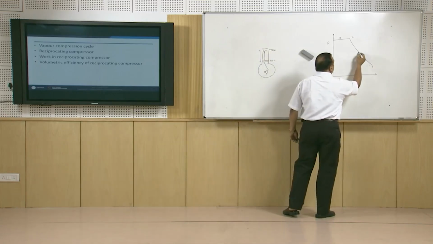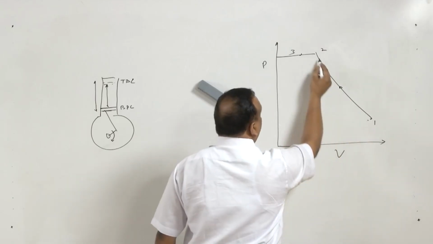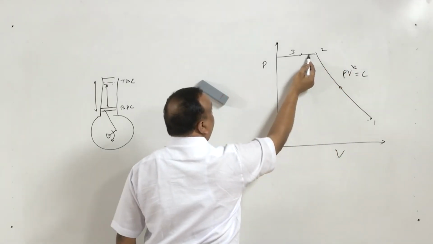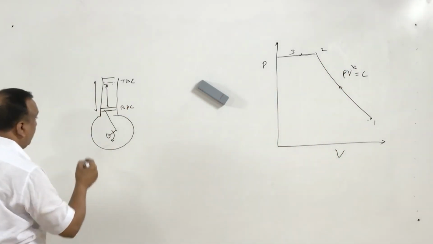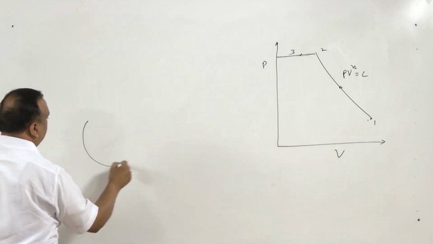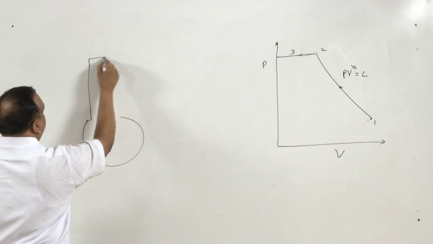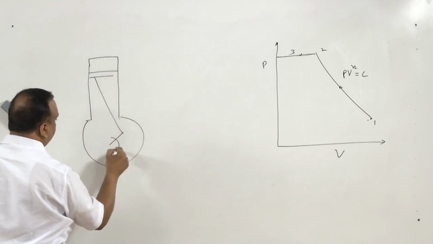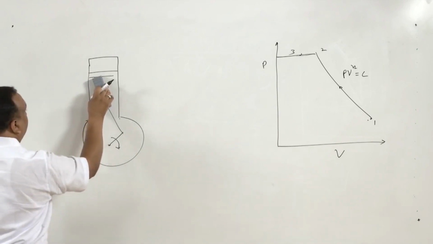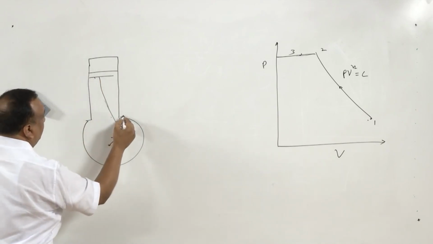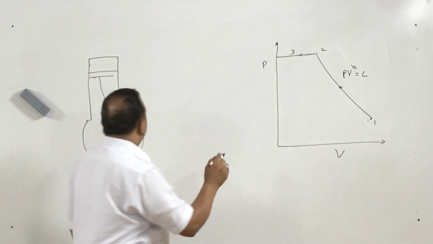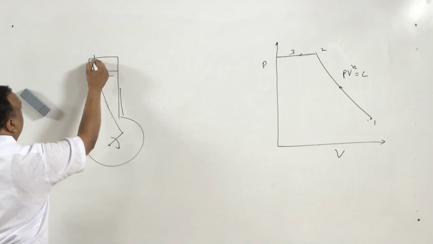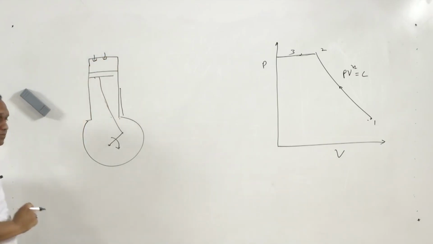Now, in this process, part of the process is polytropic, PV raised to power n is equal to constant, and part of the process is constant pressure process. What happens? I will draw a larger diagram. What happens when the piston moves in upward direction? The system behaves as a closed system. This compressor has two valves. Initially both the valves are closed.